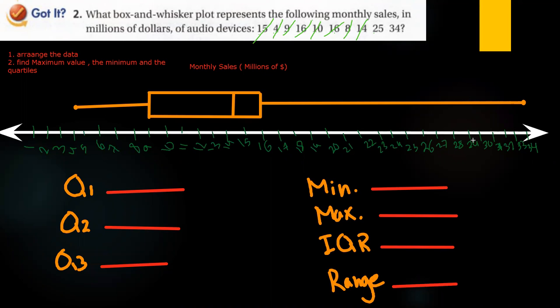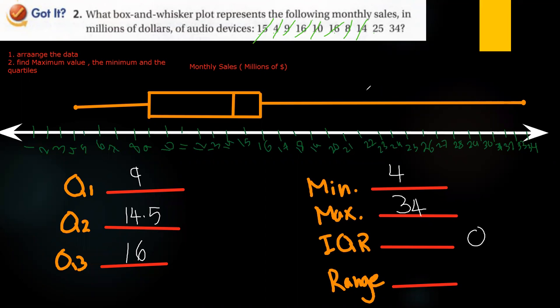What is Q1? 9. Yeah, this is Q1. Now, what is Q2? 14.5. What is Q3? 16. Bravo. What is the minimum? 4. What is the maximum? 34. Now, IQR.